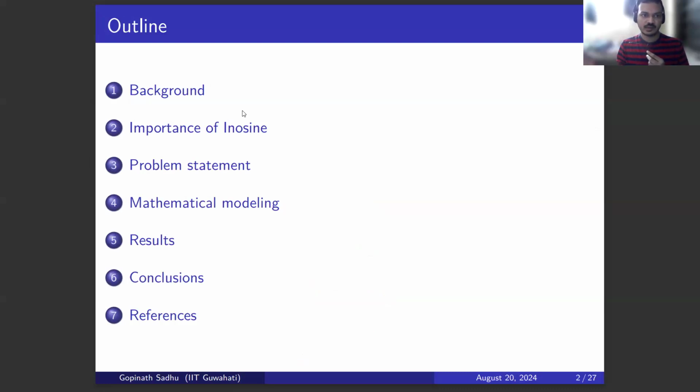First, I start with the background, followed by the importance of inosine. Then I go directly to the problem statement. Then all the biological hypotheses are put into mathematical form, and these are taken care of in the mathematical modeling section. Then we simulated our model to get some results, and we discuss those results. Then we conclude what we found from this study, and at the last I will show some useful references which I used to conduct my study.